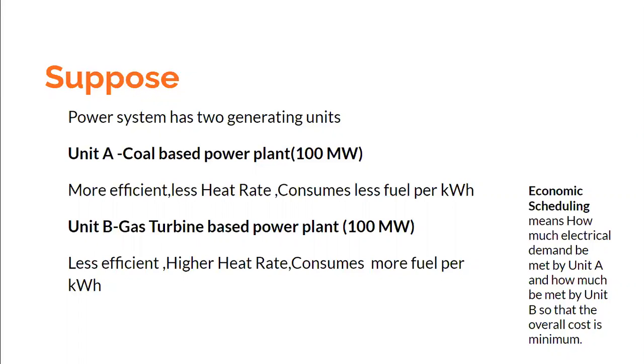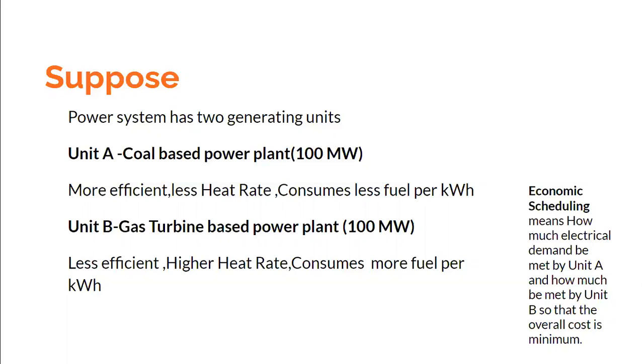Now somebody might say, look at this, the coal-based power plant is most efficient, so why not just keep the gas turbine-based power plant closed and simply schedule the power system with only the coal-based power plant. This could be one understanding, and it appears to be a very logical one, because as given in this thought exercise, the coal-based power plant is more efficient with a lower heat rate and consumes less fuel. But as you will realize as we proceed with this discussion on economic scheduling, that is not always the case.